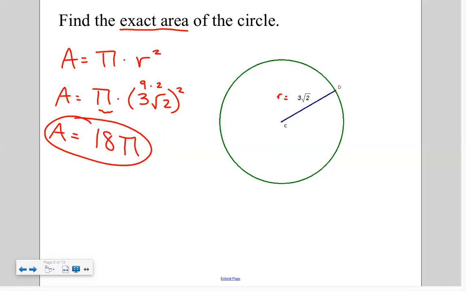If we want to figure out approximately what it is, it's 18 times 3.1415, so we could multiply it times pi and round it. But exact would be 18 pi. This one's not too bad. They get a little more difficult when you have fractions, and the next couple examples do have some fractions, so you can see how those look.